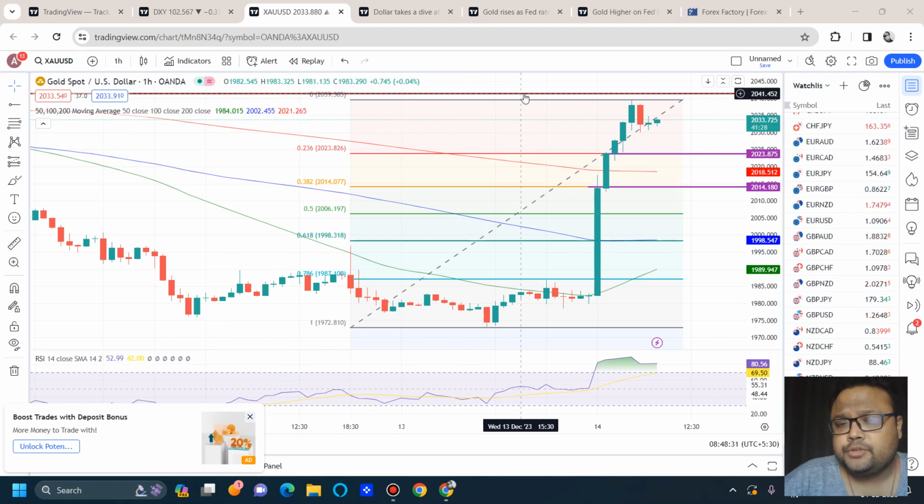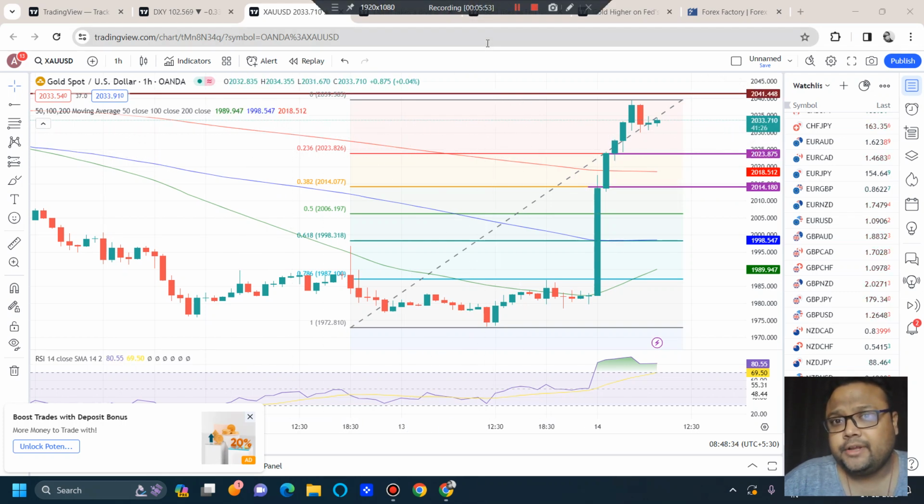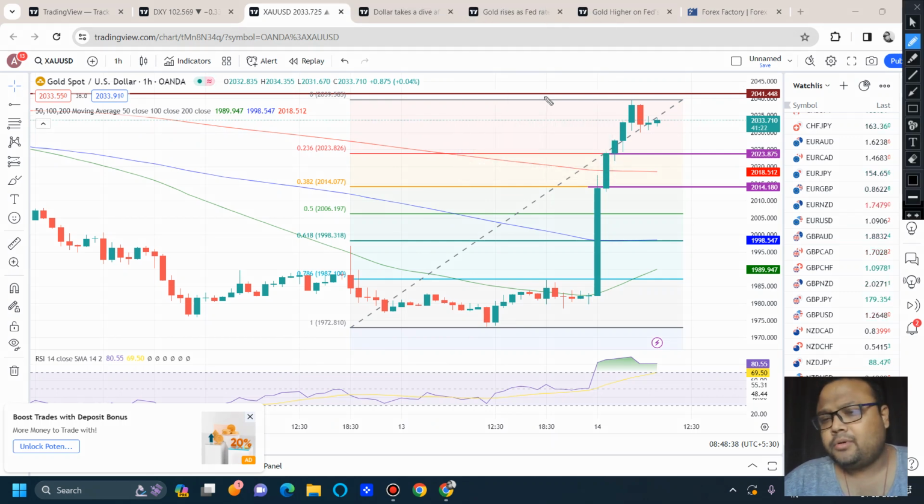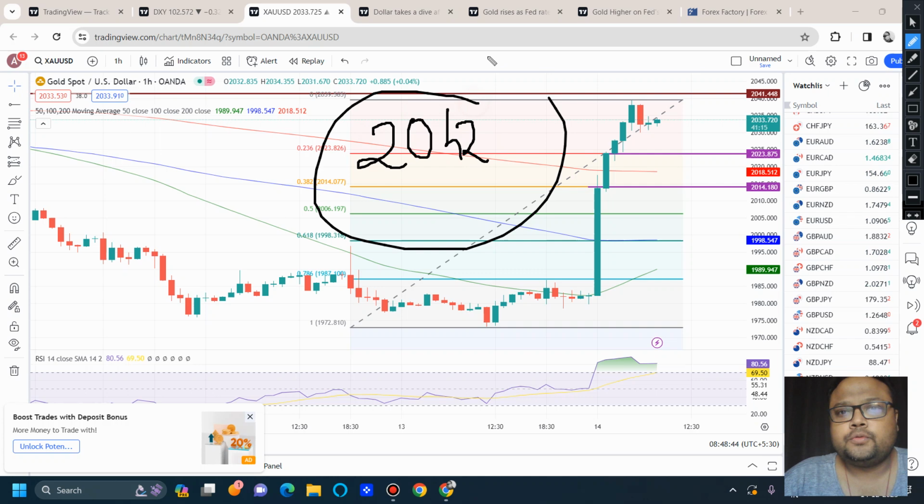Sometimes in this type of bullish market doesn't come for retracement. In that case, buy at breakout is the only trading opportunity or solution for us. So in that case, what you can do is you can look for a buy above 2042. Why 2042? Let me show you.